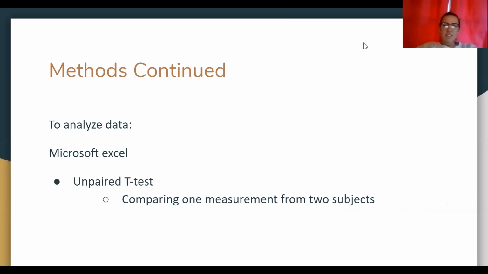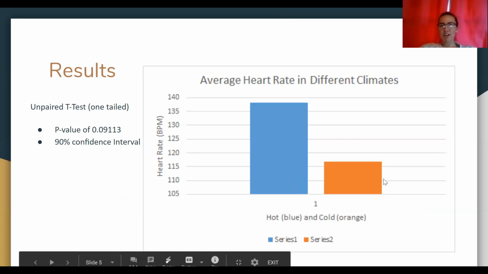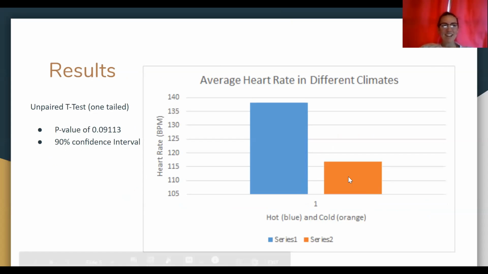And then to analyze the data, we use Microsoft Excel, and we use an unpaired t-test because we're using 2 subjects, but just 1 type of data. And then I have 2 different graphs to show here. The first one in cold, which is the orange. I couldn't figure out how to switch them around, so that's just how it is. And then we used a one-tailed unpaired t-test because we're looking at the overlap only one way, it's not going both ways.